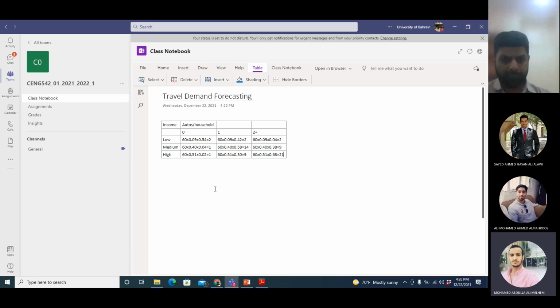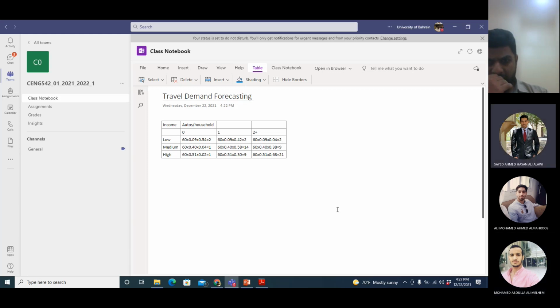Doctor, for low plus 2, I think it's 0.2, not 2. 0.2, because it's impossible to be 2. 60 into 0.09 into... No. 0.2, I guess. Yeah, 0.2. What about the other? The others are almost 0, right? The others are correct. Yeah, I guess.